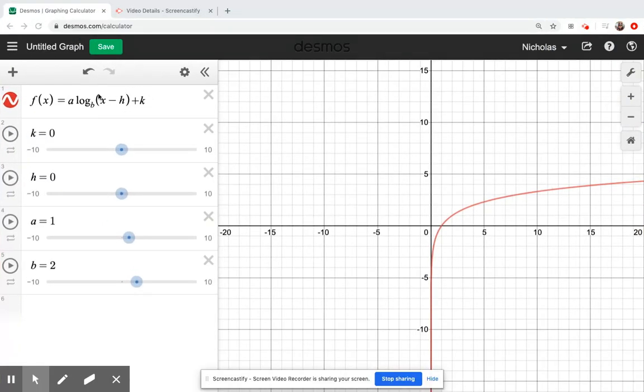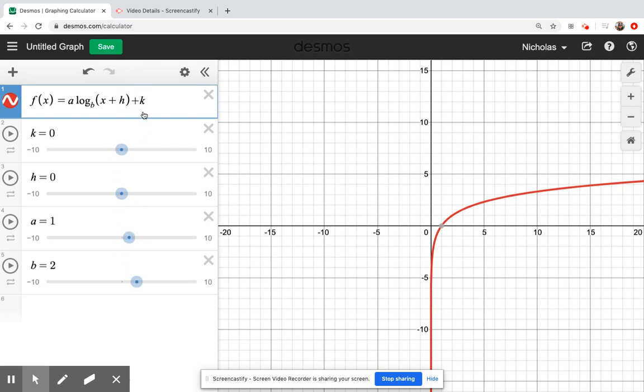Okay, this is that same equation. Same equation, just in Desmos, using the same equation. And this is actually the same exact graph that we were just looking at, okay? So let's mess with these letters and see what they do.